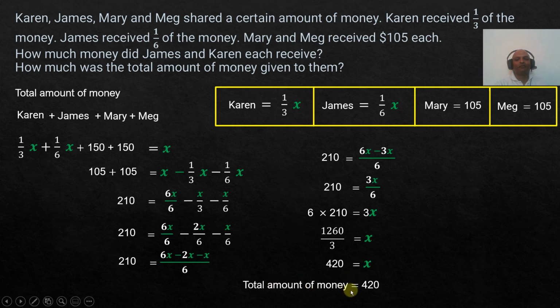So now the total amount of money is x, which is $420. And Karen had 1/3 of the total amount of money. So 1/3 of 420, which is the same as 420 divided by 3, which is 140. So Karen had $140. James had 1/6 of 420. So 1 by 6 times 420, or it's the same as 420 divided by 6, and that is equal to 70. And that's how we solve this problem.